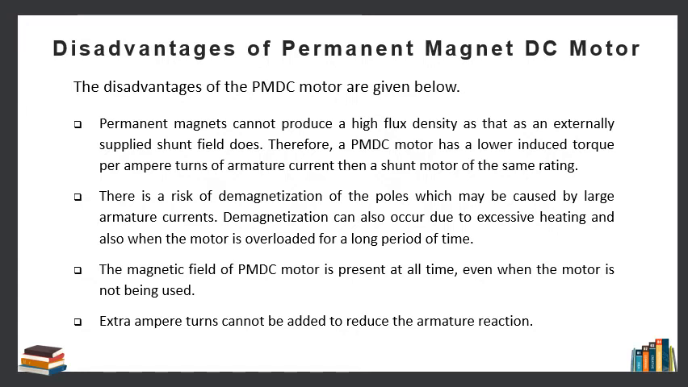There is a risk of demagnetization of the poles which may be caused by a large armature current. Demagnetization can also occur due to excessive heating, and also when the motor is overheated for a long period of time. The magnetic field of permanent magnet DC motor is present at all times, even when the motor is not being used. Extra ampere turns cannot be added to reduce the armature reaction.